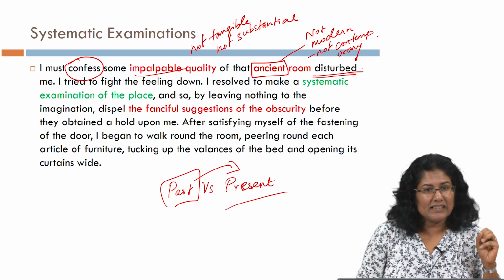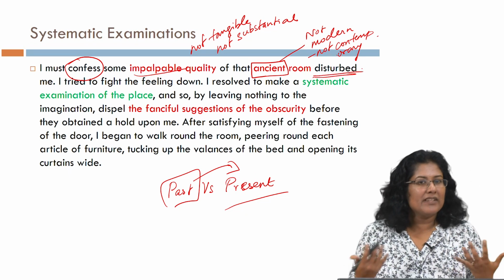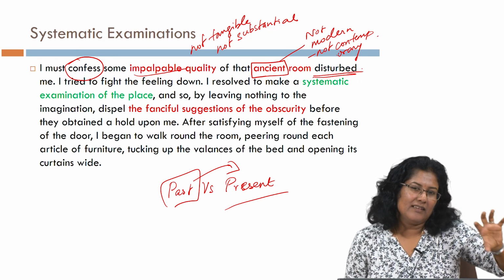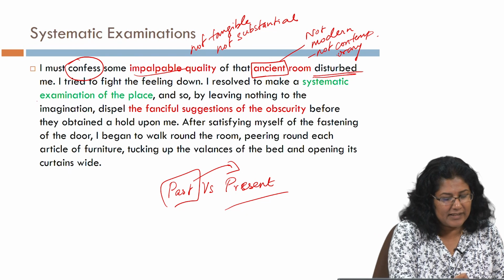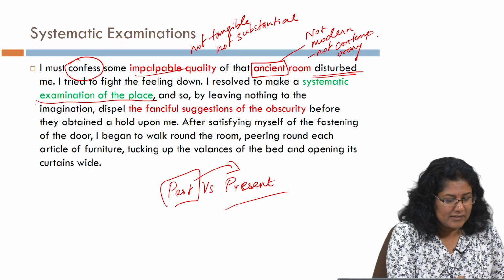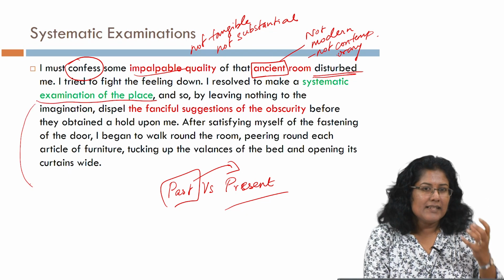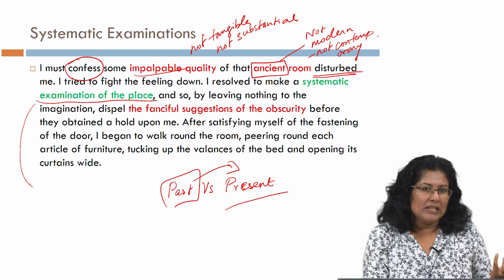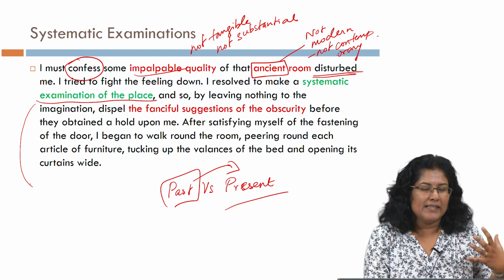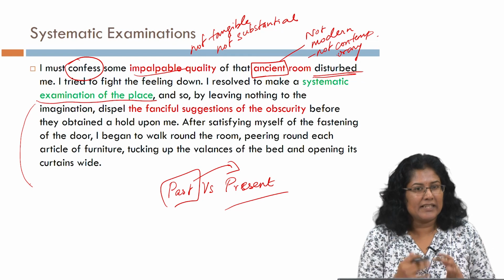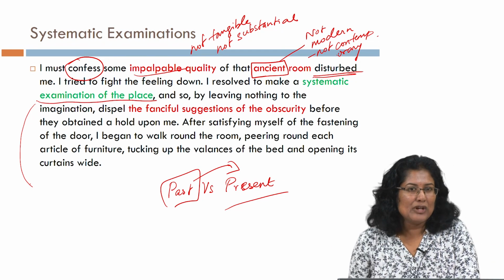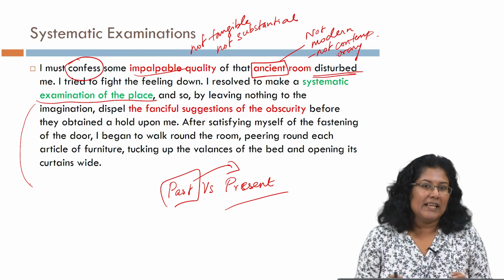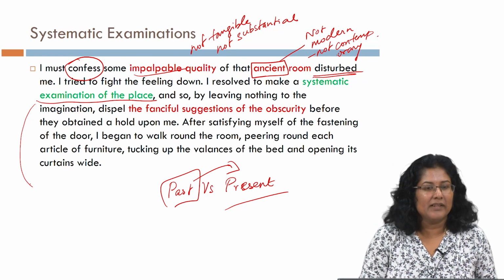I tried to fight the feeling down, and what he does in order to fight against that past is to make a systematic examination of the place. I have highlighted this phrase because a systematic examination is part of the principles of modernity. You examine everything and come to a conclusion. It's part of empirical analysis, it's part of experiments.